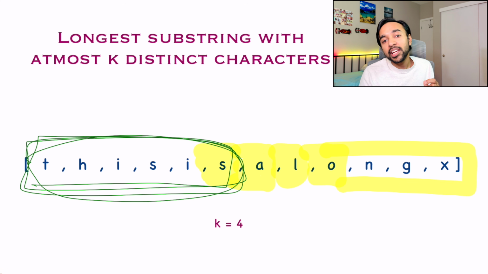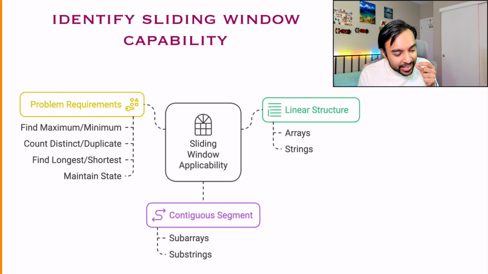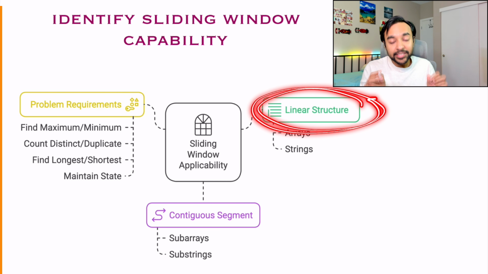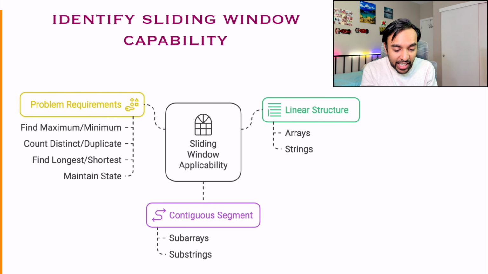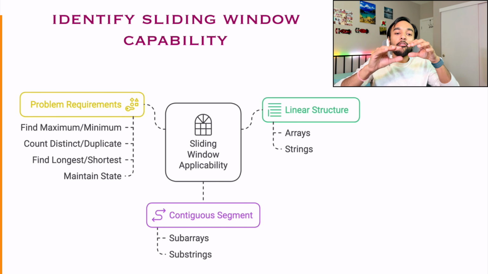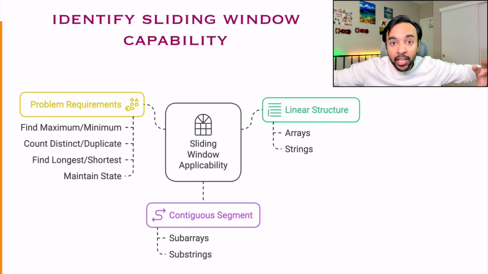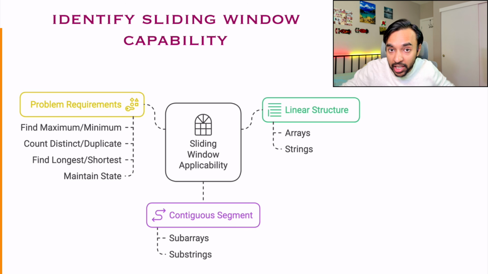You are just playing around with all of the different conditions that could be asked. So basically, how do you identify that when you're given a problem, can you apply the sliding window pattern or not? There are certain cues that you can watch out for. For example, the first thing that you need to look at is a linear structure. Sliding window only operates when your structure is linear. You cannot use it on trees or graphs.